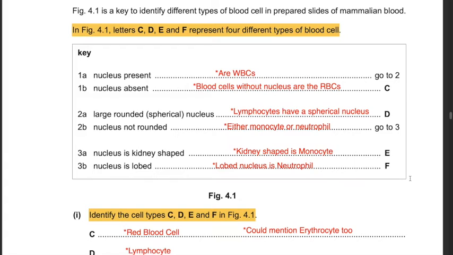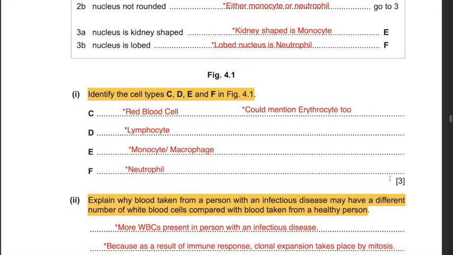Again, kidney shaped nucleus is of a monocyte or a macrophage. Lobed nucleus belongs to neutrophils. Hence, cell D is a lymphocyte, cell E is a monocyte, cell F is a neutrophil. And all these three cells form part of the white blood cells. As you can see over here, I have identified the cell types: C red blood cell, D lymphocyte, E either monocyte or macrophage, F neutrophil. For red blood cell, you could also mention erythrocyte. Erythrocyte is also the same as red blood cell.